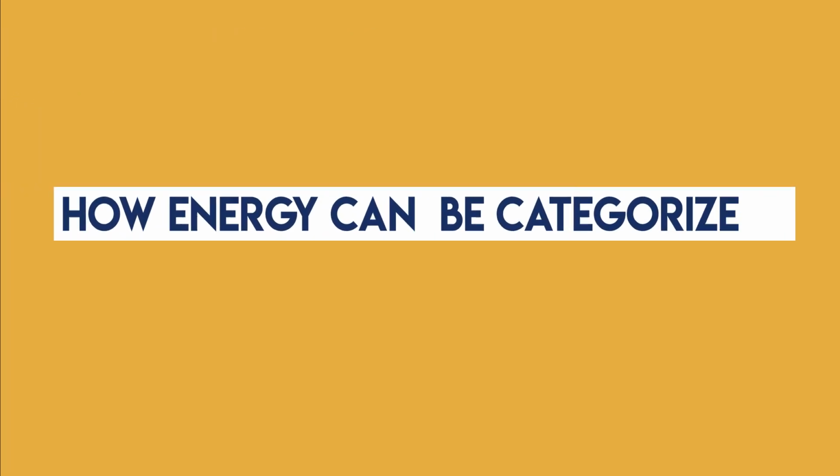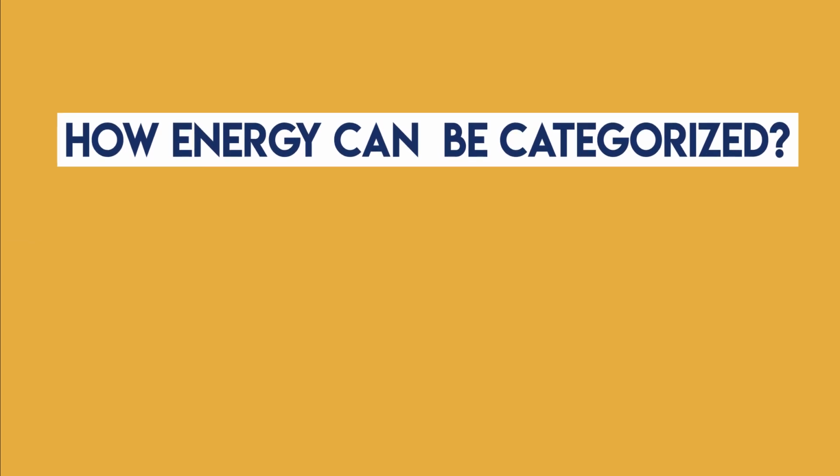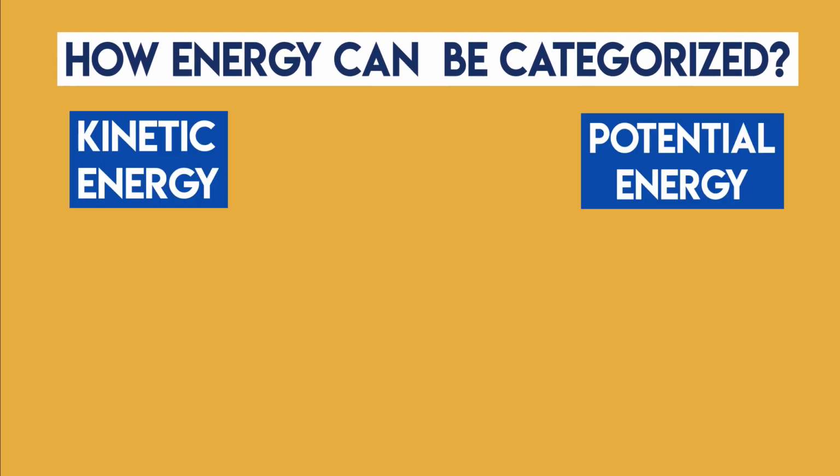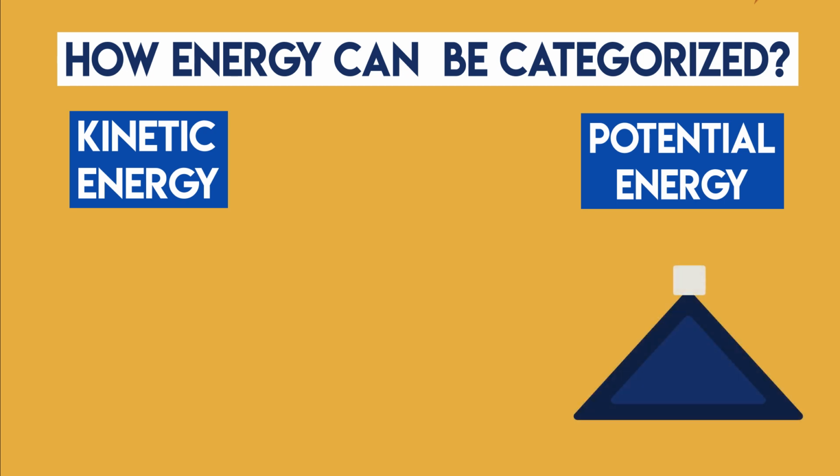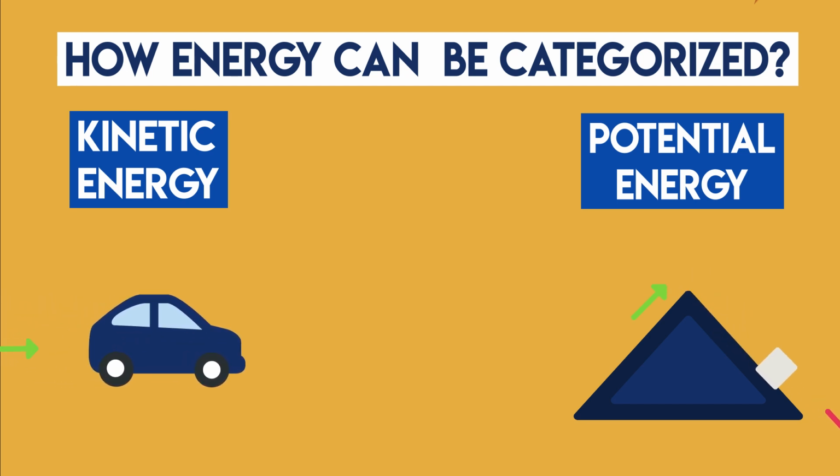Let's now try to understand how energy can be categorized. In broad terms, energy can always be categorized as kinetic energy and potential energy. The energy associated with the motion is called kinetic energy, whereas the energy associated with position is called potential energy. Potential energy can also be thought of as stored energy. That is something that has a stored potential to be converted into kinetic energy or some other kind of potential energy.